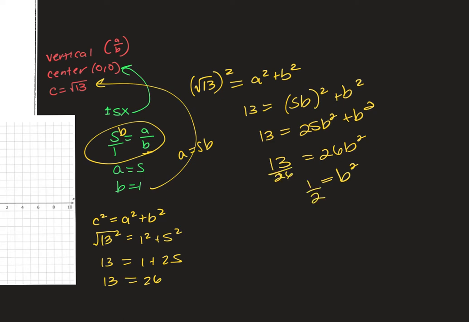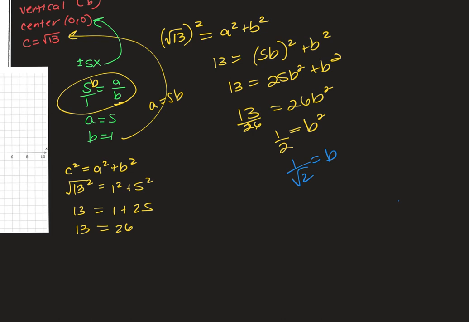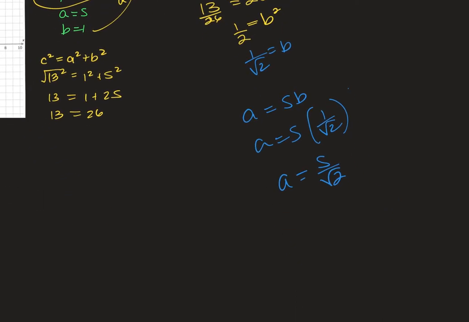Now I have the B. So this should have been B equals 1 over square root 2. That's your B. So then when you do A equals 5B, A would equal 5 times 1 over root 2, and I'd get A equals 5 over root 2, which if I was giving that as an answer, I would make sure I'd rationalize it. But I'm going to plug it back into the equation so I don't have to worry about it, because I'm going to square it.